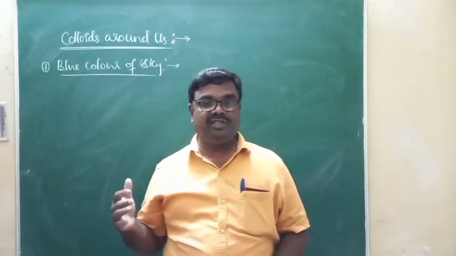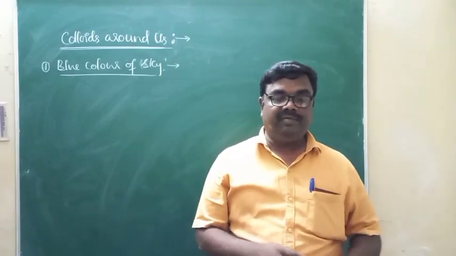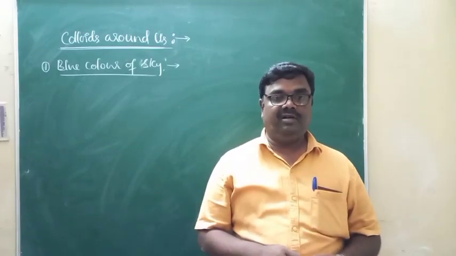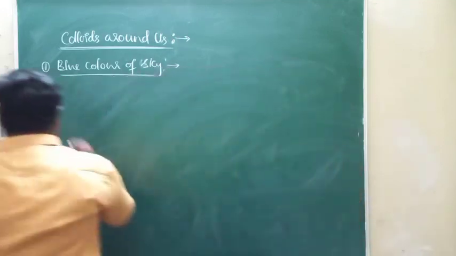These smoke and dust particles are going to scatter blue light, and thereby the sky appears blue colored. So that is what we call the one example there.